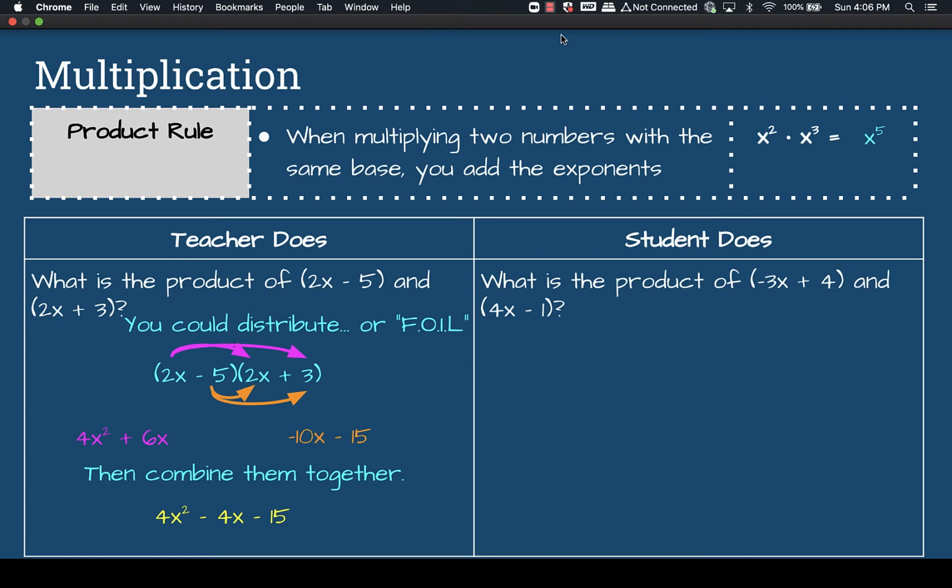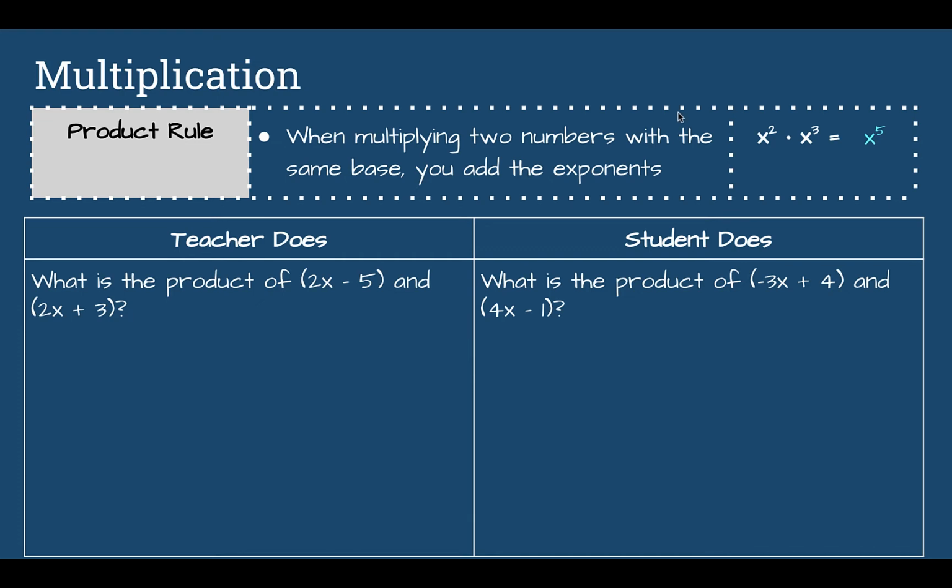For a 2 by 2, a binomial by a binomial, distributing is not overly complicated, but as we get to larger polynomials, like 2 by 3 or 3 by 3, the next method is probably going to be more helpful. The other way you could solve this is using an area model.